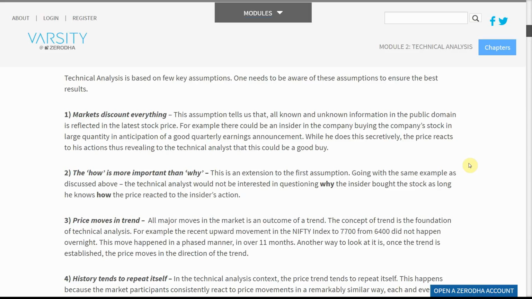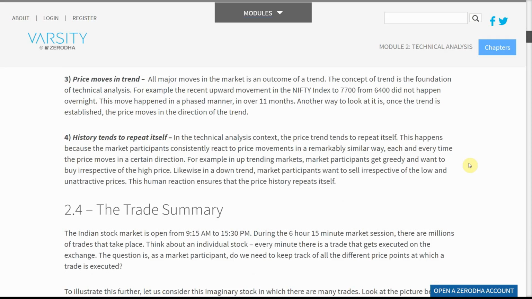3. Price moves in a trend. All major moves in the market are an outcome of a trend. The concept of trend is the foundation of technical analysis. For example, the recent upward movement in the Nifty index to 7,700 from 6,400 did not happen overnight. This move happened in a phased manner, over 11 months. Another way to look at it is, once the trend is established, the price moves in the direction of the trend.